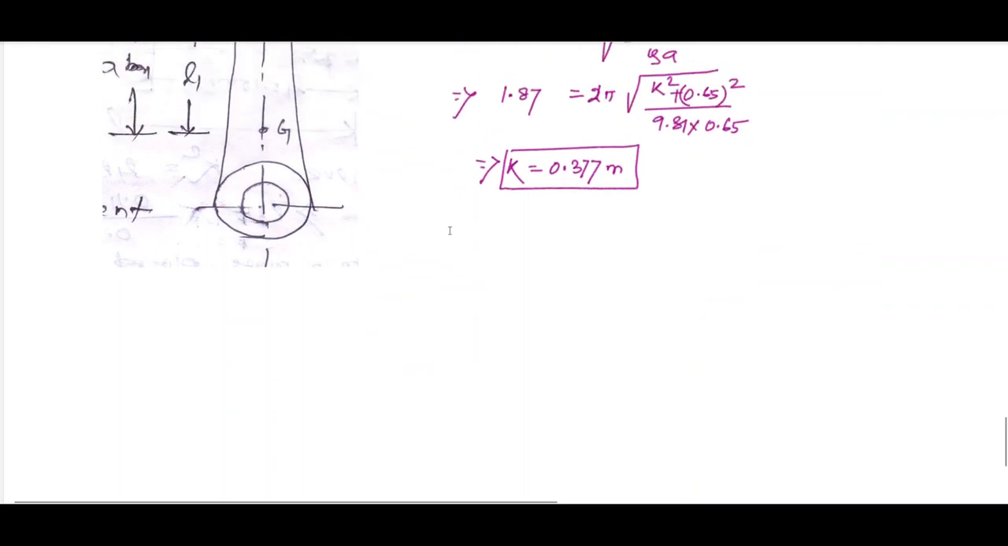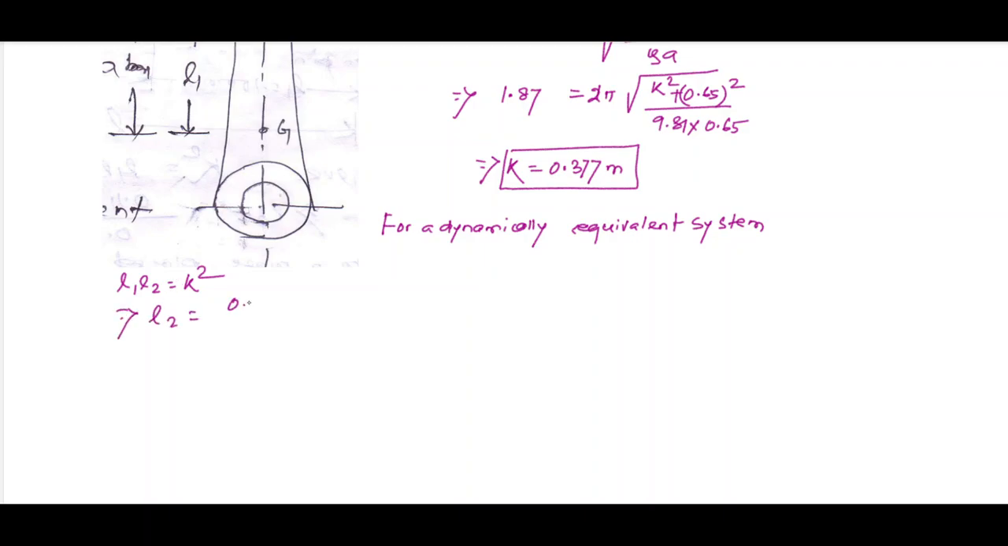Now for a dynamically equivalent system, your L1 L2 is equal to k square, right? So I can write L2 is equal to 0.377 square divided by 0.625, which will give me 0.228 meter value of L2.